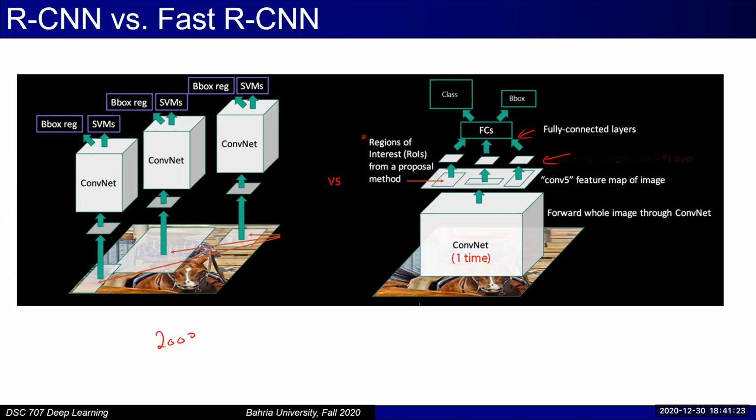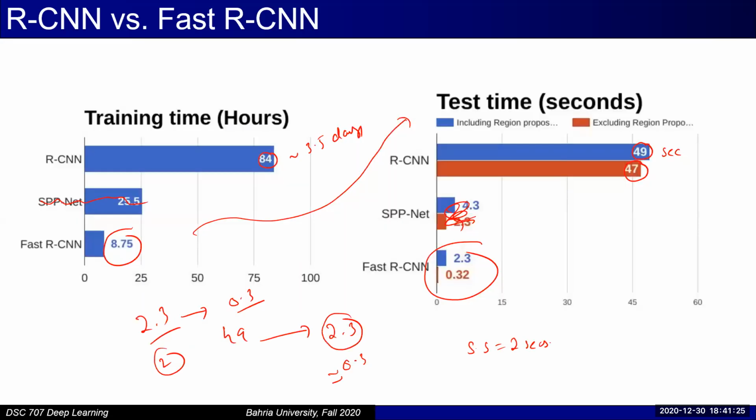But as I told you, in fast RCNN the selective search takes a lot of time. When you see that 2.3 seconds is the total time and 2 seconds are for selective search, of course there is a temptation to somehow get rid of selective search and do something better. That we'll see in the next detector, which is faster RCNN.